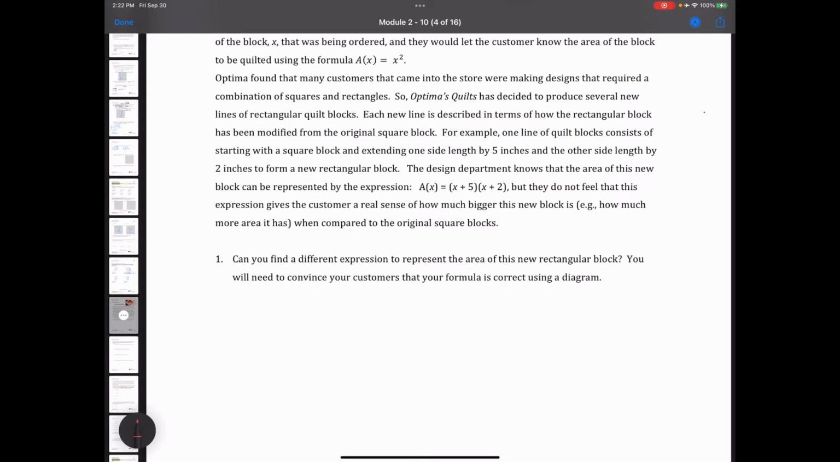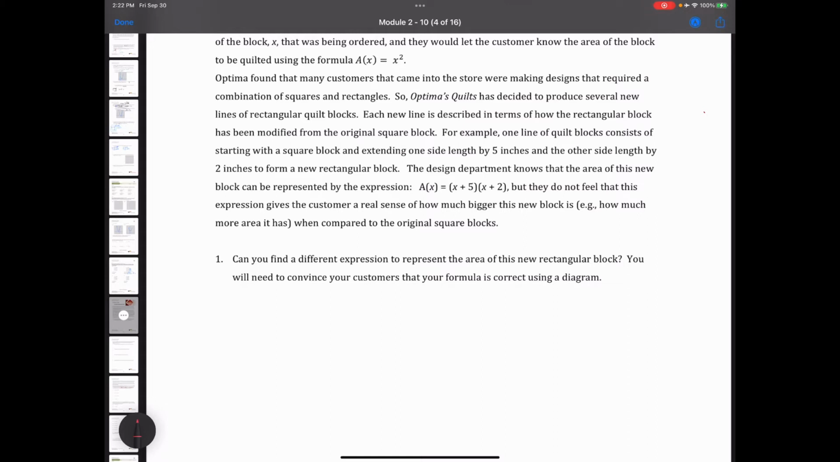Each new line is described in terms of how the rectangular block has been modified from the original square block. For example, one line of quilt blocks consists of starting with the square block and then extending one side length by 5 inches and the other side length by 2 inches to form a new rectangular block. The design department knows that the area of this block can be represented by the expression A of X is equal to quantity X plus 5 times quantity X plus 2.